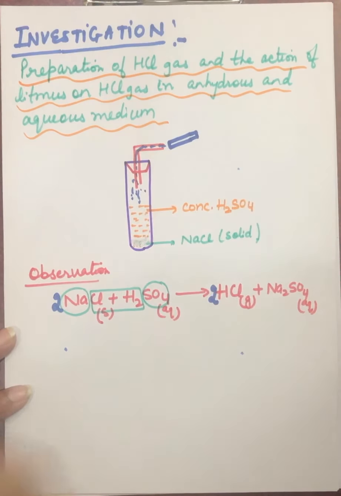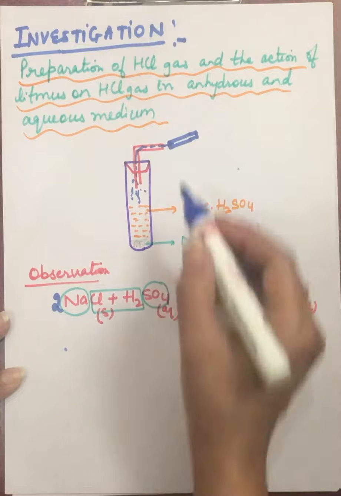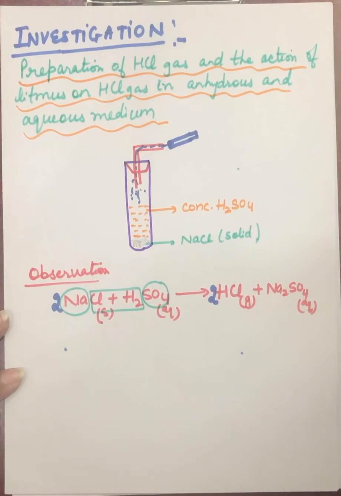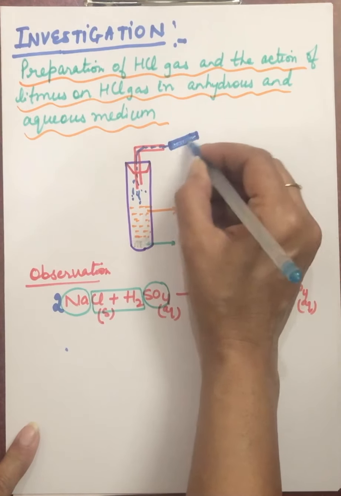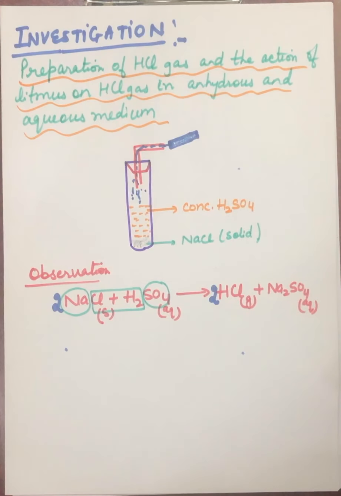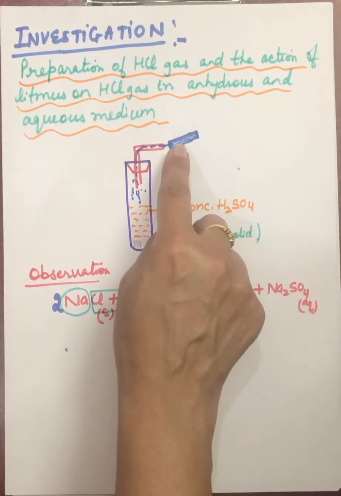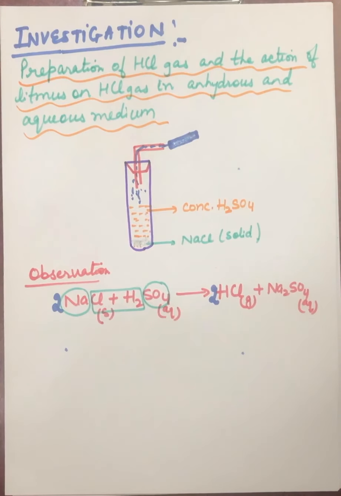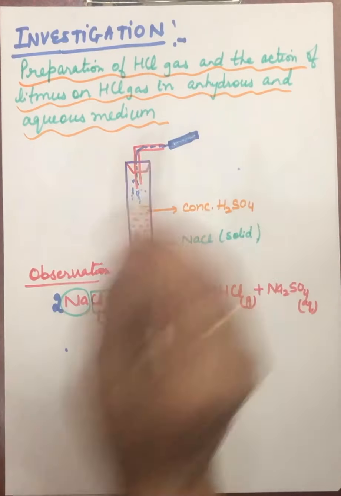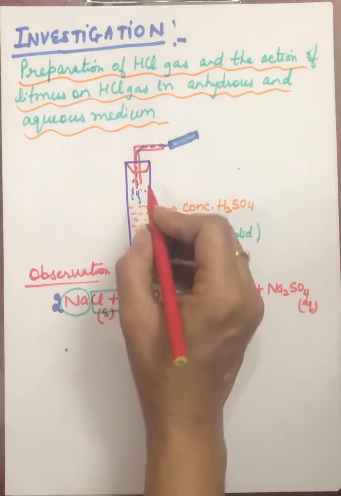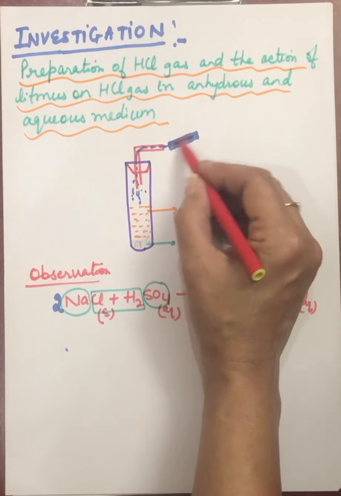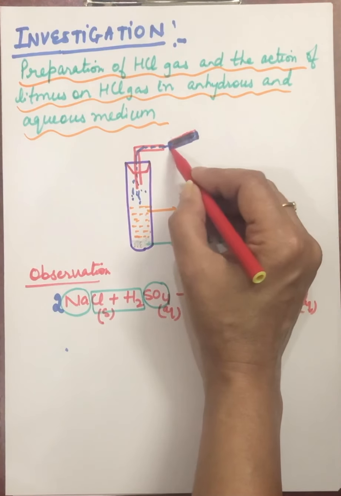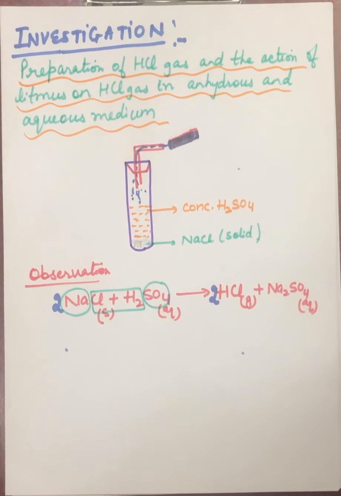This gas will touch the blue litmus paper and we will not find any change in the color of the blue litmus paper. The color will not change. But now we will just moisten this paper. We are taking a moist litmus paper, just wet it with water. We put water on this. And now when this gas, hydrogen chloride gas, touches this blue litmus paper, it will start changing to which color? To the red color.